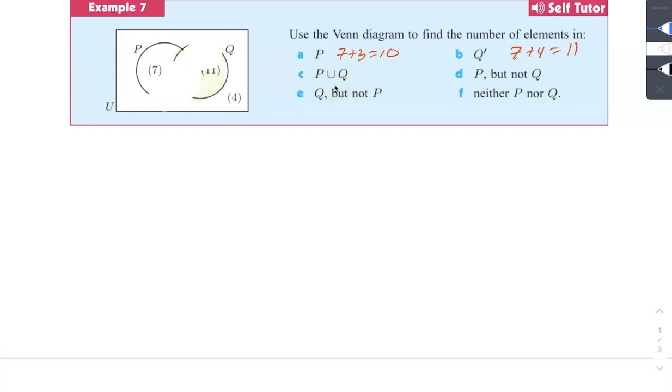Next one. P union Q. Now remember, the union works as long as you touch one, you're in. It's the union of P and Q, so it's both of them put together. Right? So it's all of that. That's my P union Q. So it's the combination of P and Q. So 7 plus 3 plus 11.